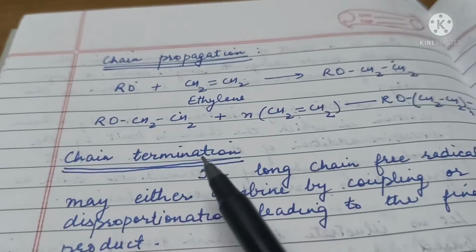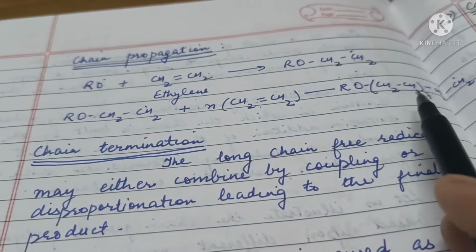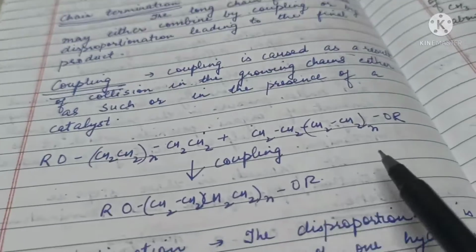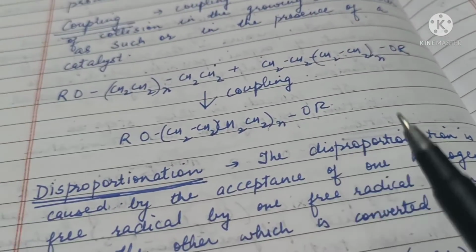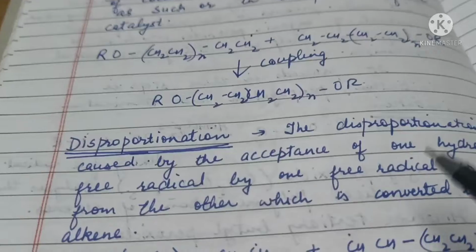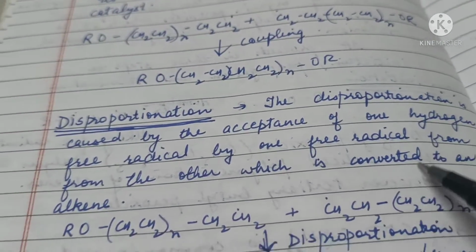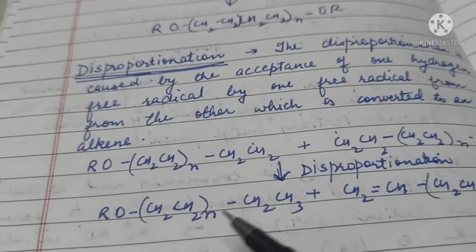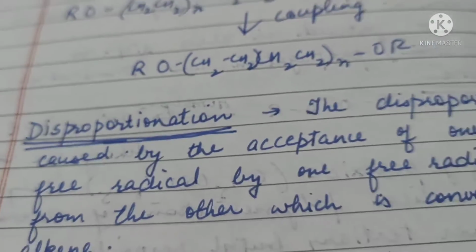In the last step, chain termination occurs, where two free radicals may combine. This may occur by coupling, where two free radicals combine to form a longer chain, or disproportionation, by giving one hydrogen free radical to another, and as a result an alkene and alkane are formed.